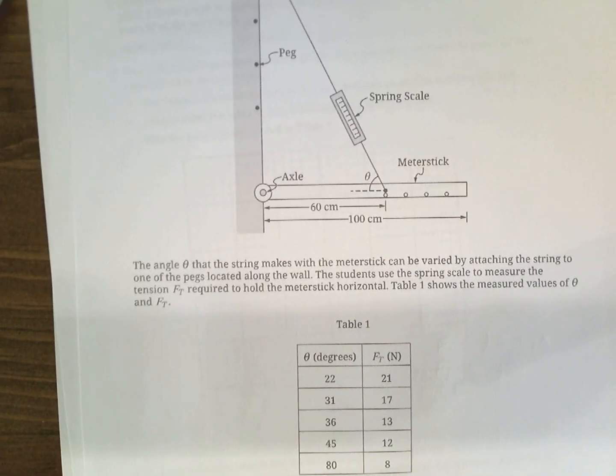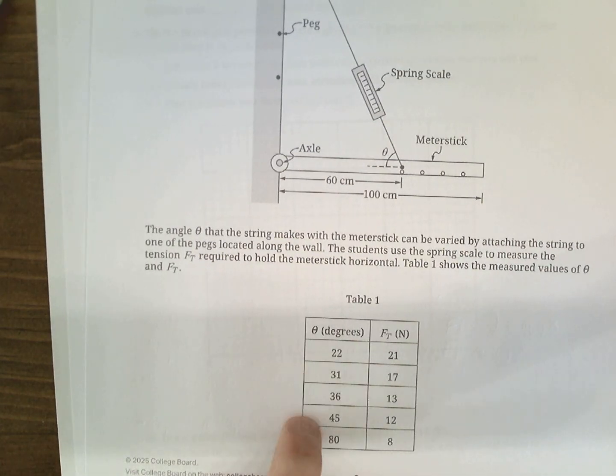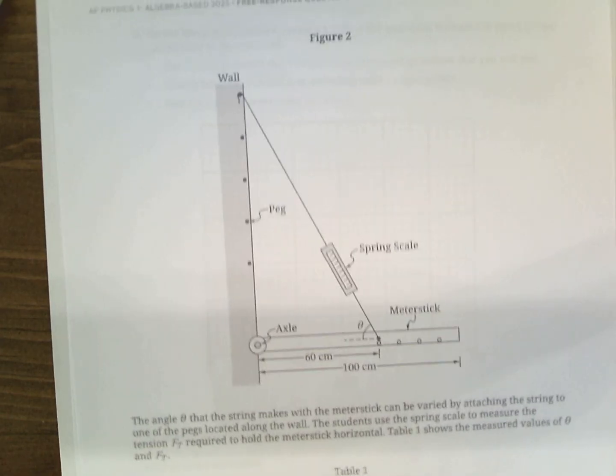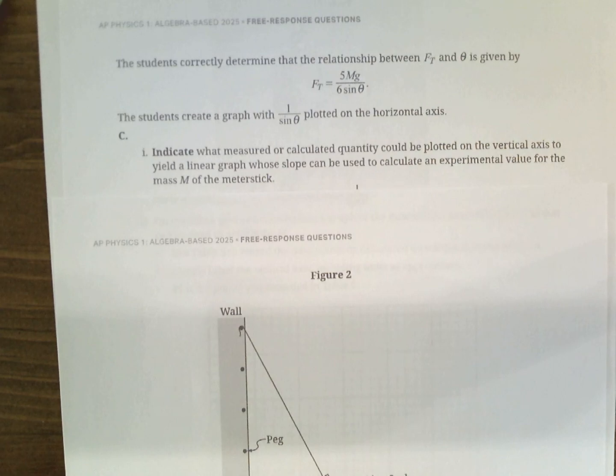Students measure the force in the spring scale, which is the tension in the cable, as a function of the angle that the string makes with the horizontal. So this page is just kind of setting things up. Eventually, they ask the students to correctly determine that the relationship between the tension and theta is given by 5mg over 6 sine theta, and they want to create a graph with 1 over sine theta plotted on the horizontal axis. So they already give you the linearization. You don't have to think about it, really. You just have to do what they say.